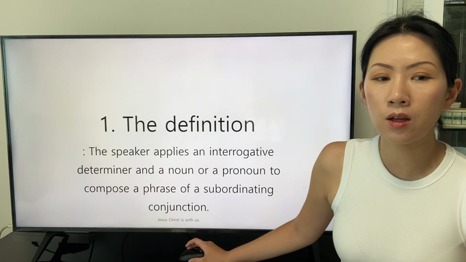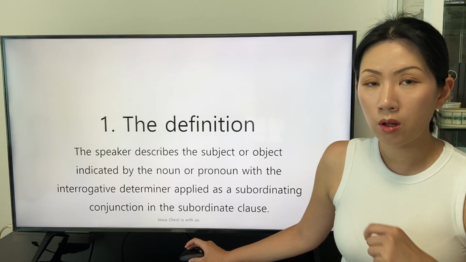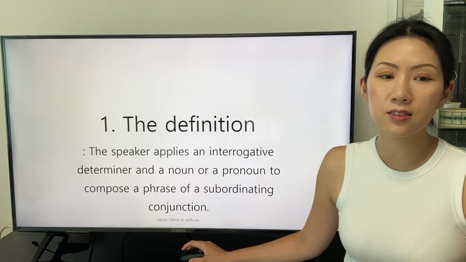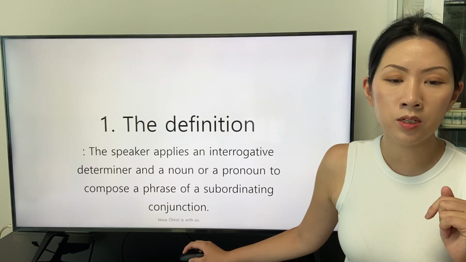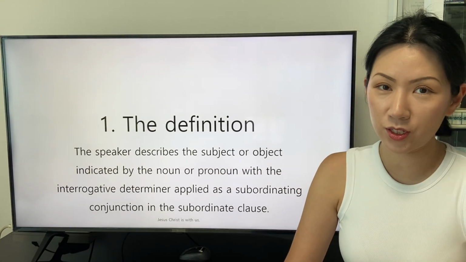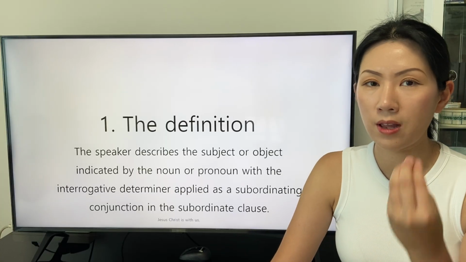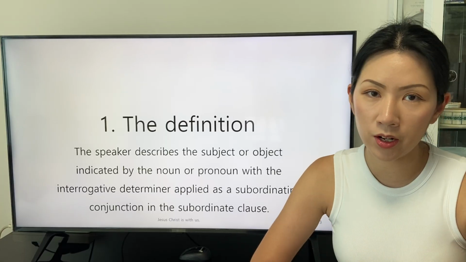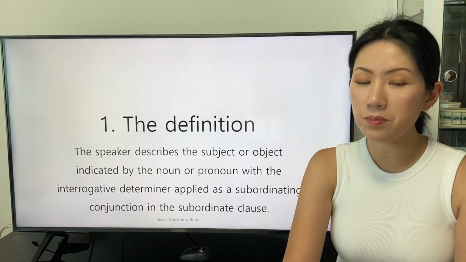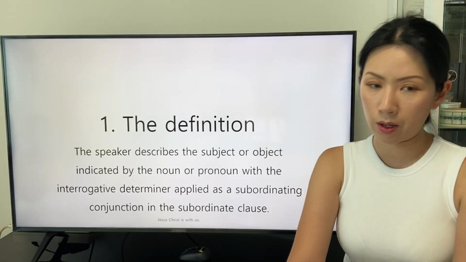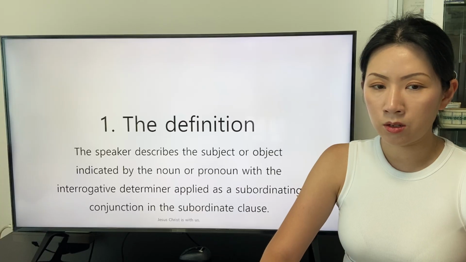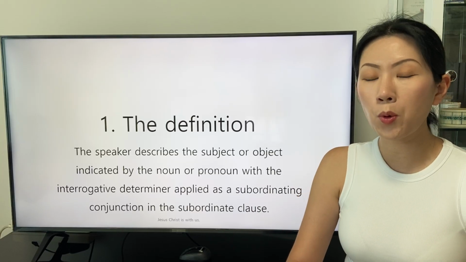We've studied the second page of this class previously, and we will start from the next page to learn about the definition of the subordinating conjunctions. The speaker describes the subject or object indicated by the noun or pronoun with the interrogative determiner applied as a subordinating conjunction in the subordinate clause.